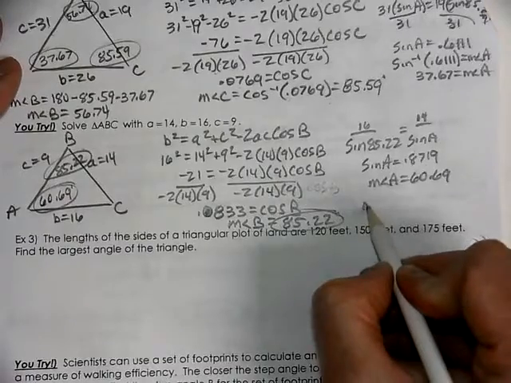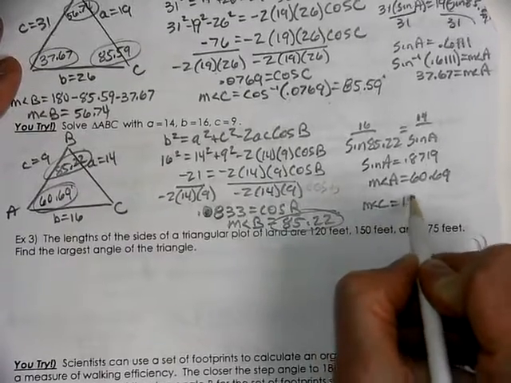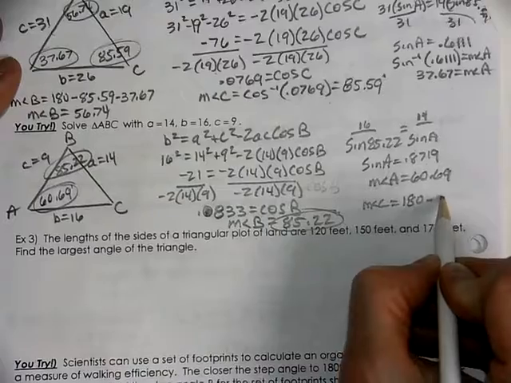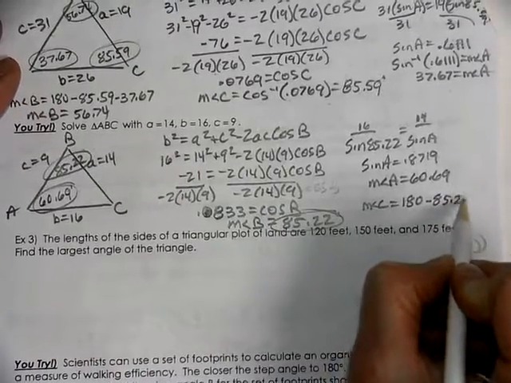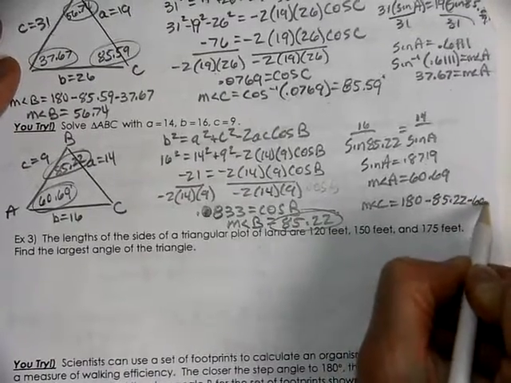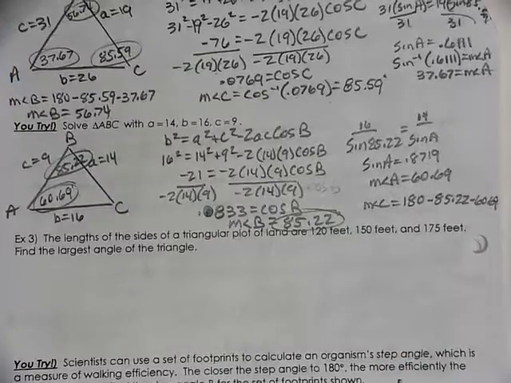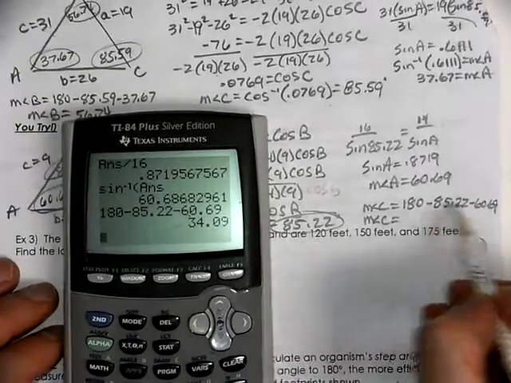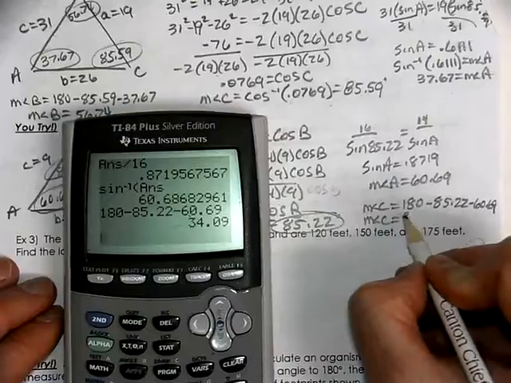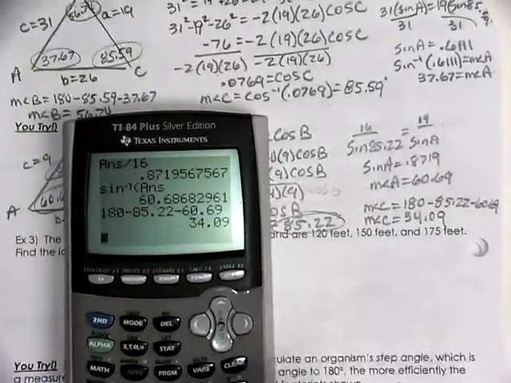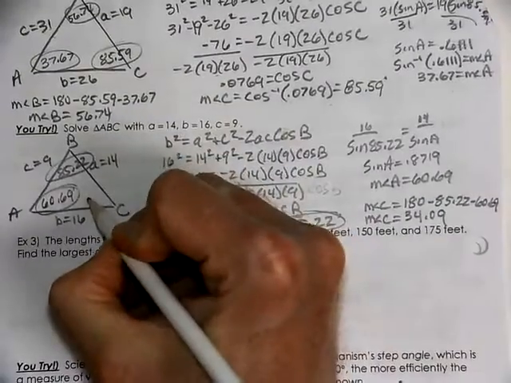And our last angle is 180 minus 85 minus 60.69. 180 minus the angles that we have gives us 34.09. So that's our last angle.